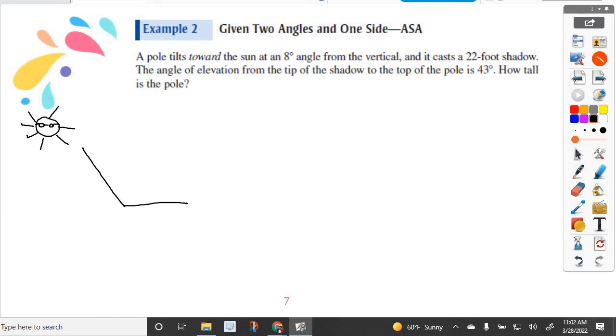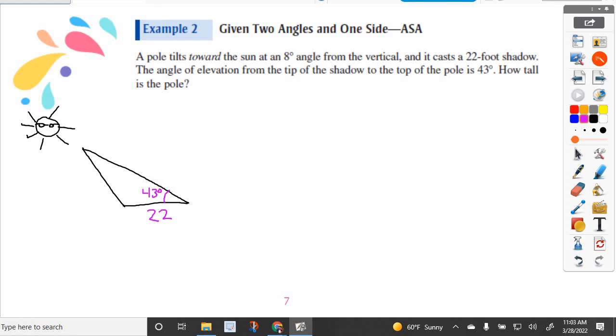Alright, so that means that if I draw my pole, it has to tilt toward my sun. Agreed? And then our common reasoning skills tell us that the shadow has to go straight down, away from the sun, because that's how shadows work. And then what other information do they give us? The 22 feet. The last part is the tip of the shadow to the top of the pole, so that's going to be this angle that's created. Then we can start to label. So yes, we know that this bottom side is 22. We know that the right side angle is 43 degrees.